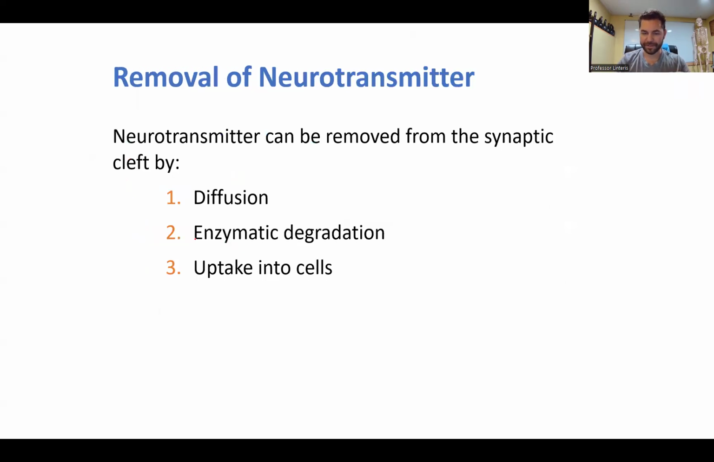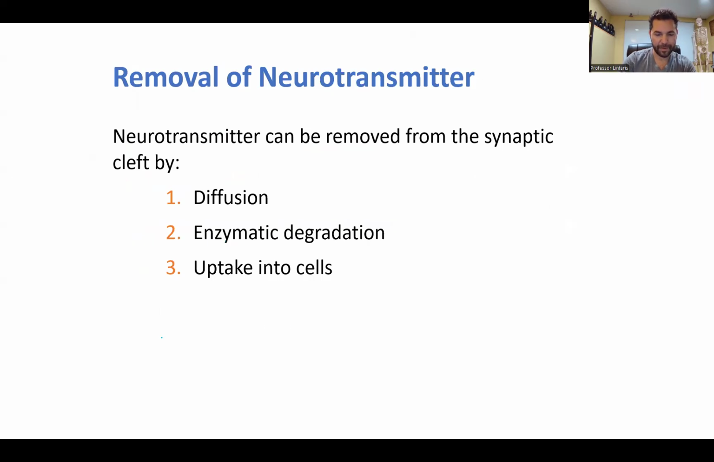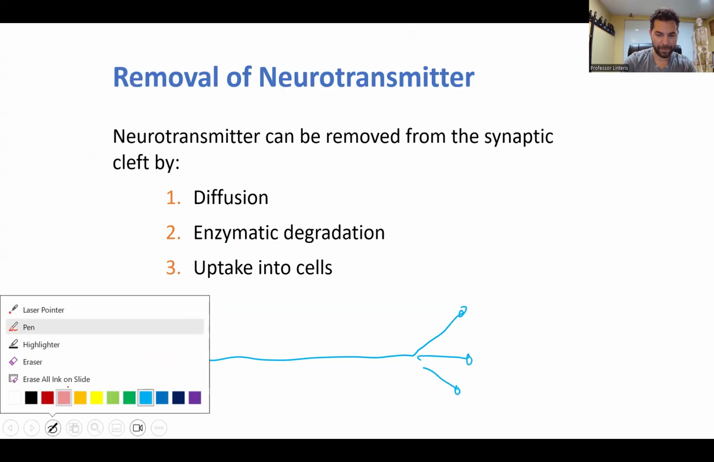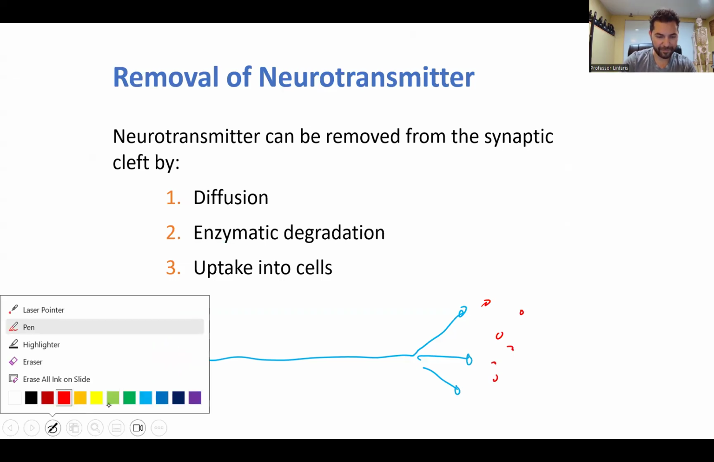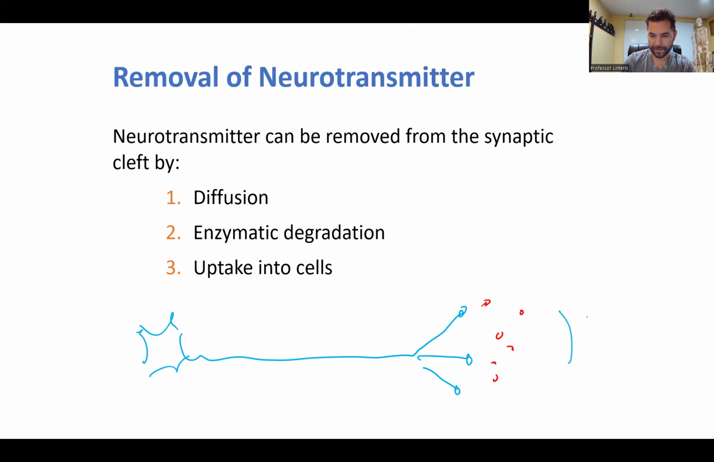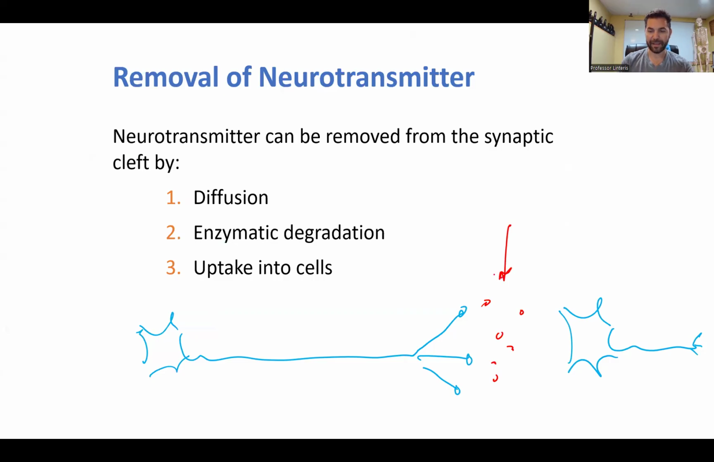Once we release, this is one of the last concepts as far as neurotransmitters go. You've got your neuron, which sends a message. We've talked about that forever. Chemicals are released. Now, let's say this is our other neuron over here. You can't just have these chemicals living in that synapse forever. We have to get rid of them.